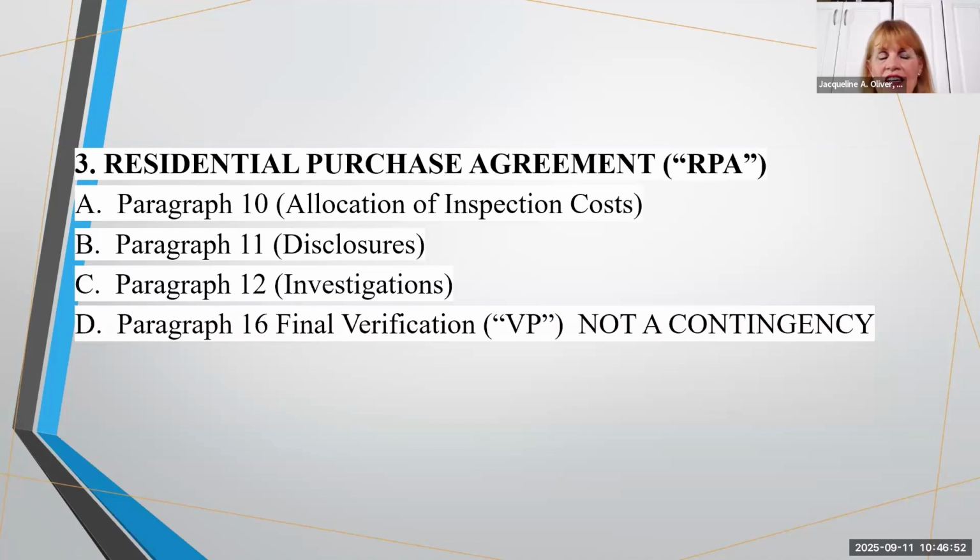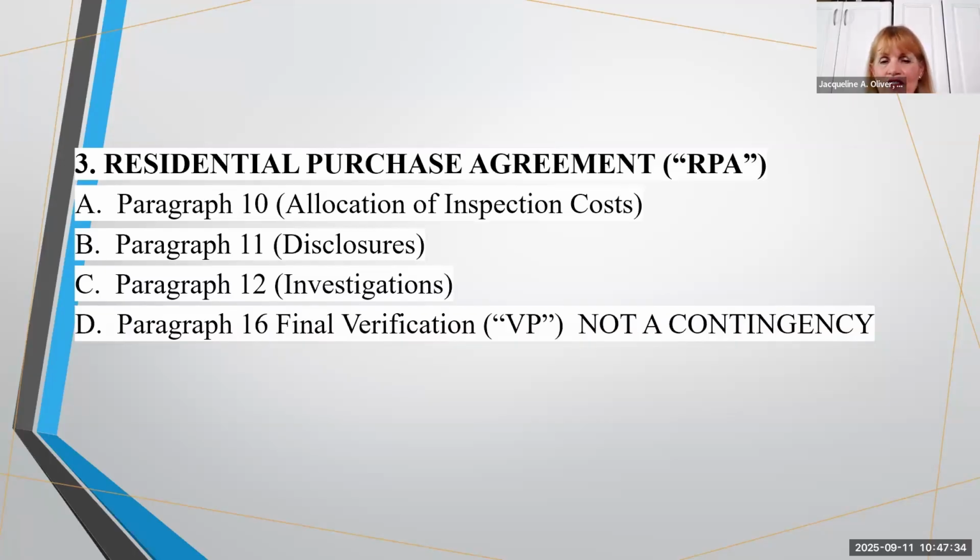So again, 3A, allocation of inspection costs, that's under 3A of the RPA. Then you have 3B, 11 are the disclosures, and that's the seller's responsibility and yours. And we talked about that. TDS, statutory. SBQ, contractual. Okay, and any reports that you have. We've already gone through that. And paragraph 12 has to do with investigations. Who's responsible there? The buyer. So B is the seller, paragraph 11, and the buyers are paragraph 12 under C.